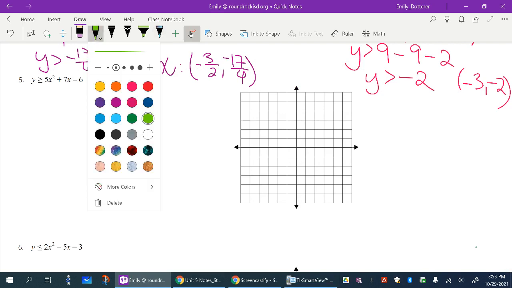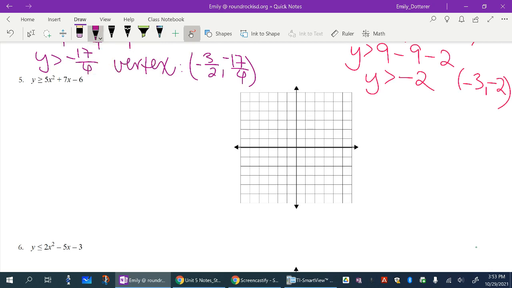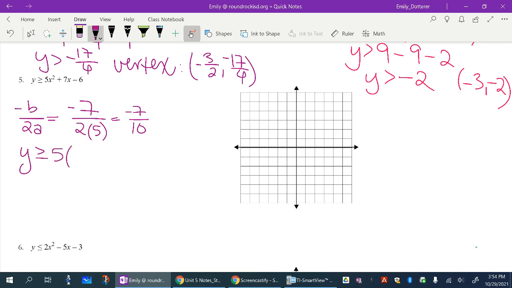Otherwise, we're going in here, getting our vertex. So there's the x value, and now we're going to plug it in to get y. Negative 7 over 10 minus 6.